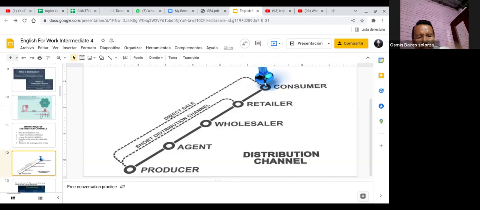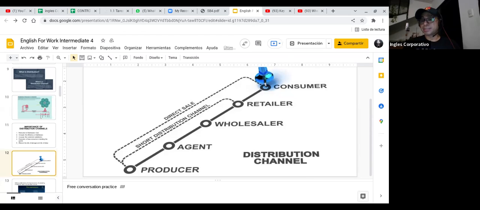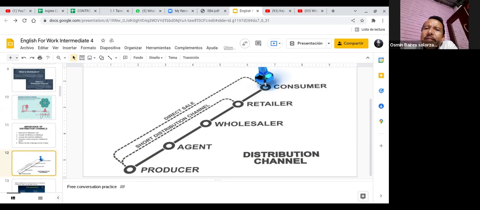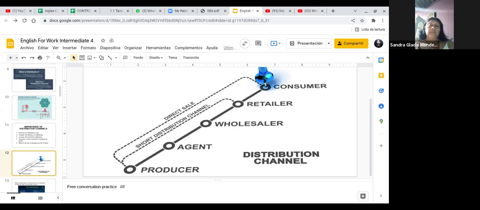Hey, teacher, I think when the product is expensive, it is because of much intermediary: agent, wholesaler, retailer, o sea, mayoristas y minoritarios. When the product is in the hand of the consumer, it is expensive. Yeah, sometimes it happens. I mean, some products are better, sometimes they are more expensive. Go ahead. Direct sale is better. Okay. For me, it's direct sale. So it's better, but wait.